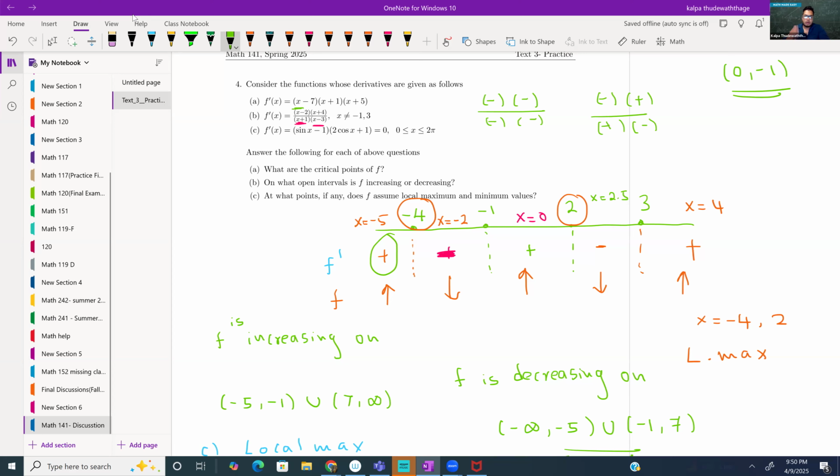Yeah, so you don't want to talk about what happened at -1 and 3 because they're not in the domain, okay? Because those are vertical asymptotes. From -4 to -1, it's decreasing. And yeah, -1 is decreasing.